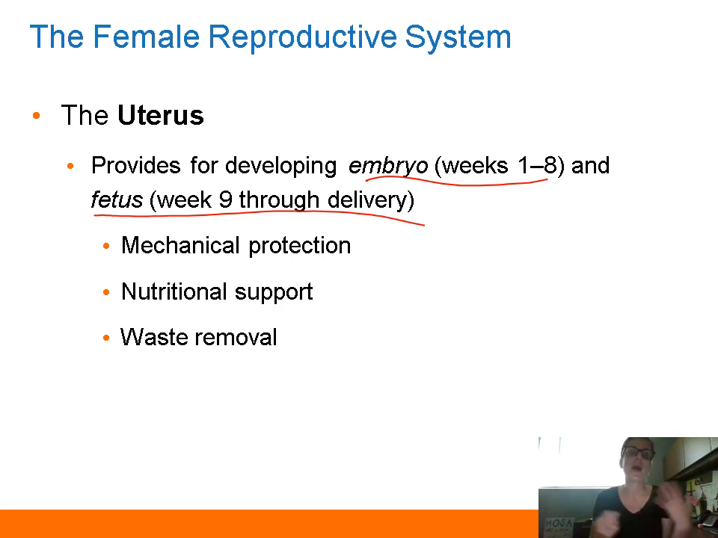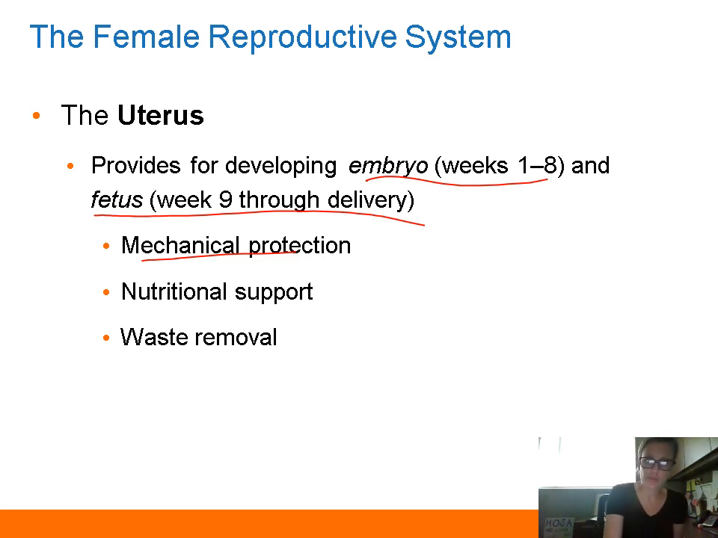While the uterus has this developing embryo and fetus, the uterus provides actual physical protection of the embryo and fetus. At the cervix, it helps to support and hold the baby in the uterus. It has a strong muscular wall to provide protection around it, so just physical protection.